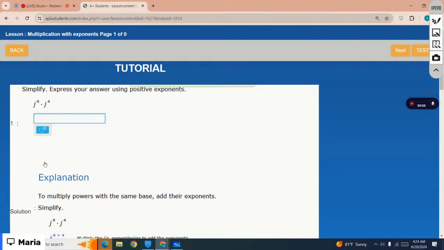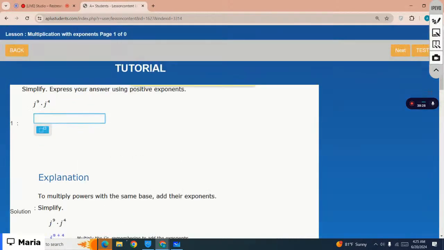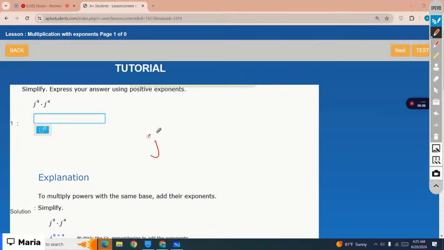When the bases are the same and they are multiplying, you have to add their exponents, right? You can see here, you have to do J exponent 9 plus 4 because they have the same base. So you need to add their exponents. So that will be J exponent 13. The correct option is J exponent 13. Got it?